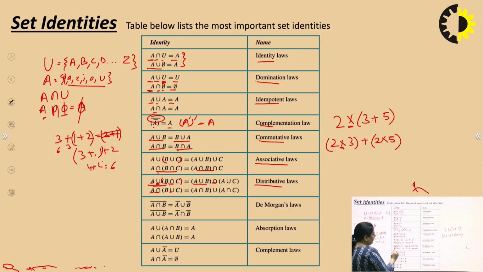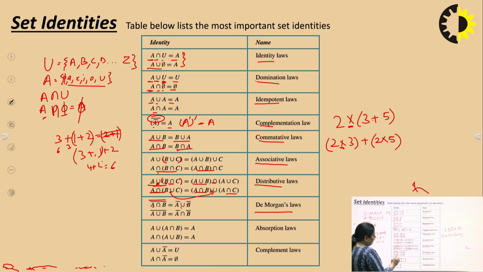What we will get? A intersection B union A intersection C. De Morgan's law. What is De Morgan's law? If we are having A intersection B and we are complementing it, what we will get? A's complement union B's complement. The sign got interchanged and the complement will be on different sets, not on common.